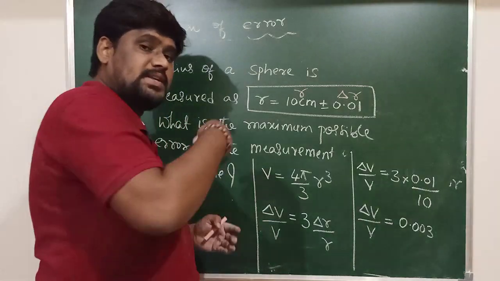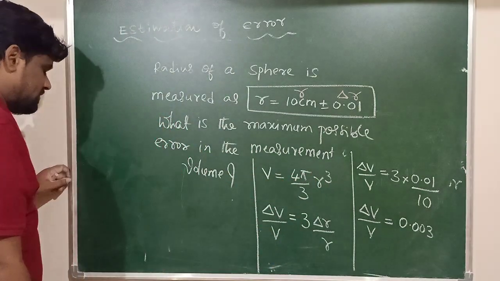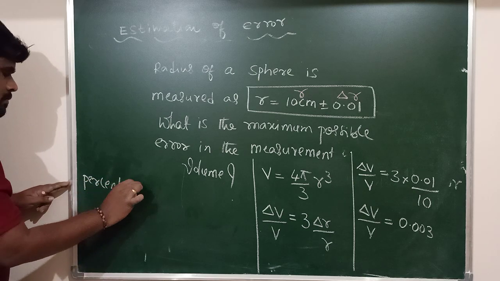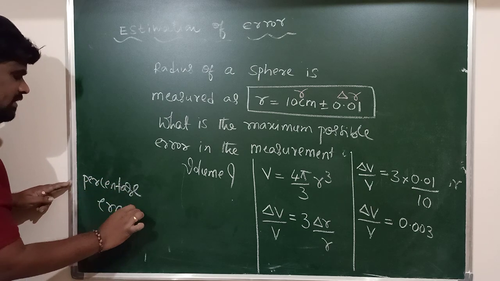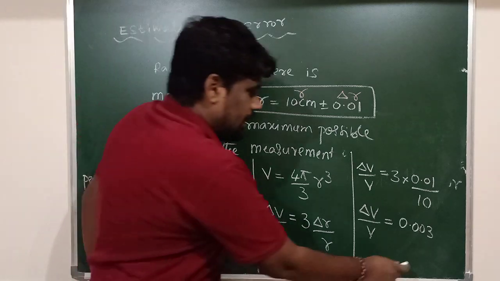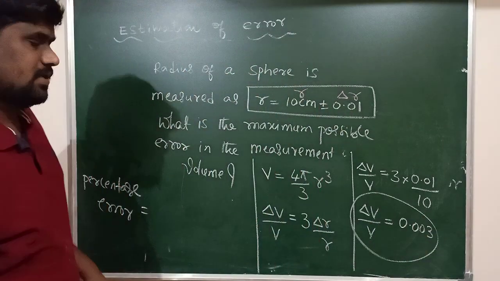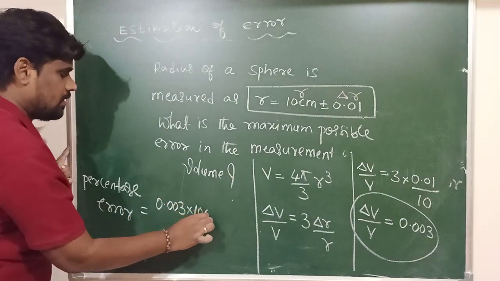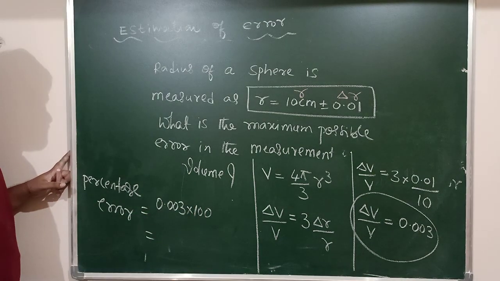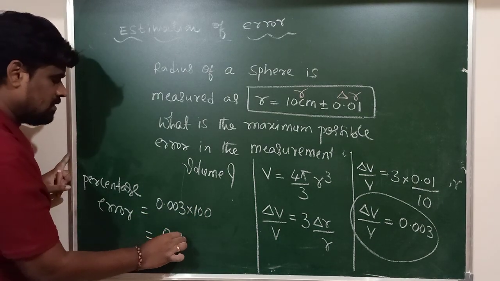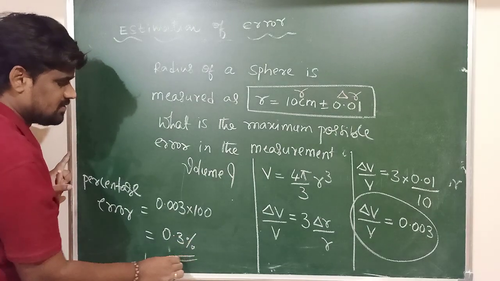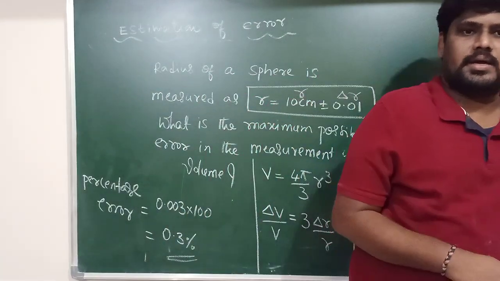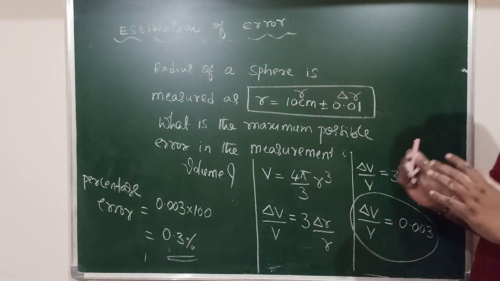Suppose you want to know the percentage of error in the volume. What is the percentage error? Percentage error is always given by relative error multiplied by 100%. The relative error is 0.003, multiplied by 100, it should be 0.3%. What is 0.3%? It is the maximum possible error in the measurement of volume.